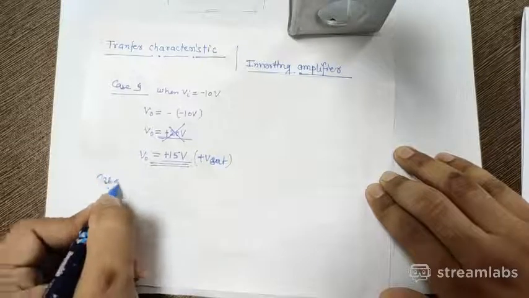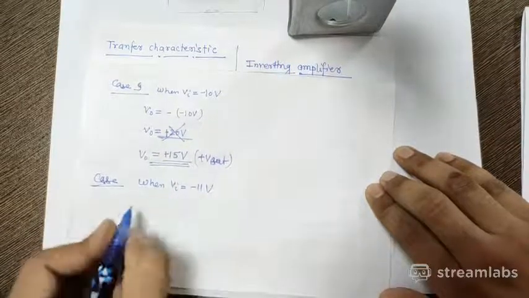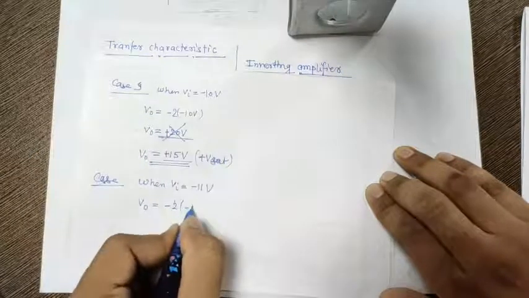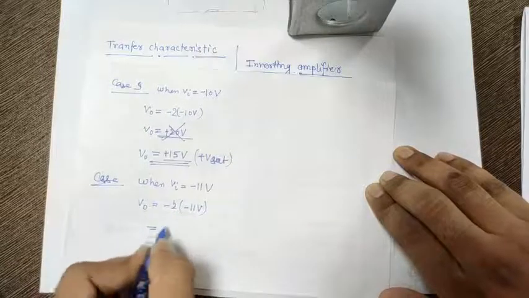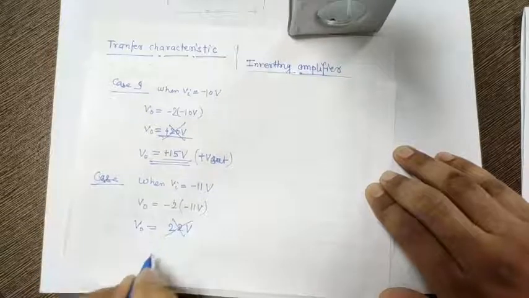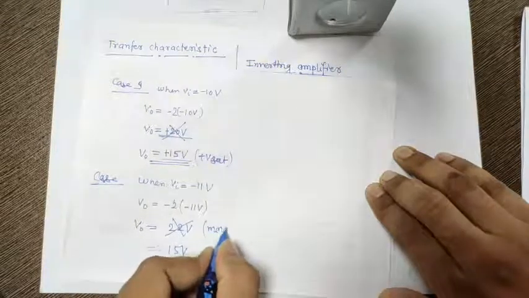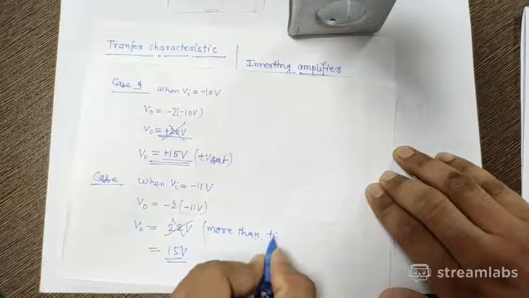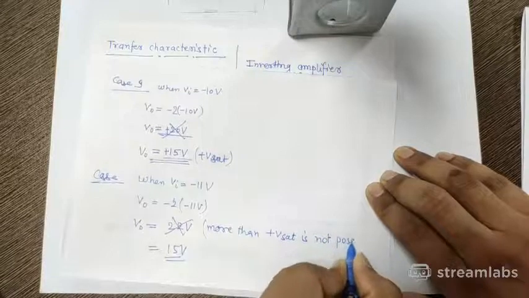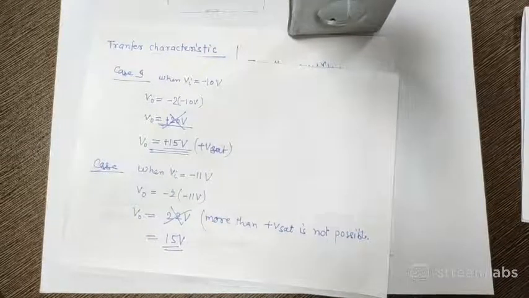If I increase it even more, when Vi is equal to minus 11 volt, then V naught is equal to minus of 2 times minus 11 volt, and this is equal to 22 volt. Will this output come? Absolutely not. How much output will come? 15 volt. More than plus 15 volt is not possible in an OpAmp, we cannot go more than plus 15 volt.